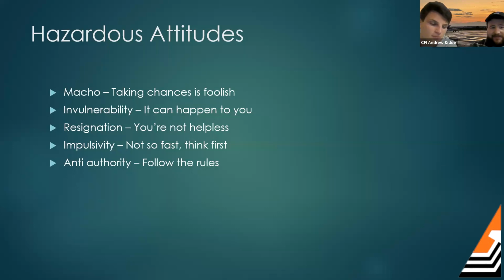Resignation: you're not helpless. Try not to give up, especially if you're in a stressful situation or something that might seem a little overwhelming. Impulsivity: not so fast, think first. And anti-authority: follow the rules. They're usually right. Don't try to break them.